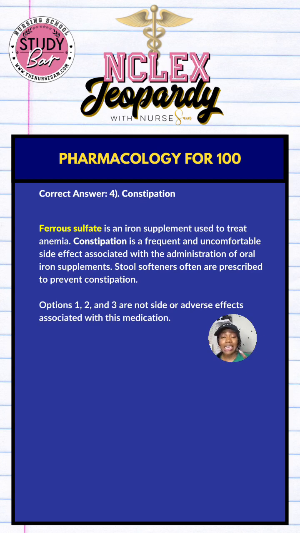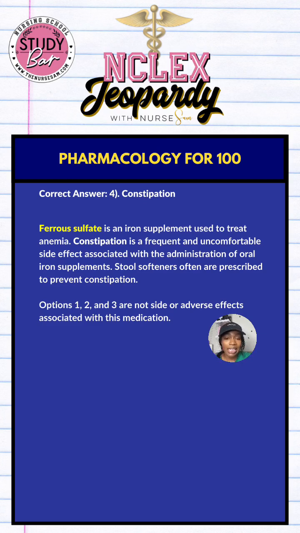Ferrous sulfate is an iron supplement used to treat anemia. Constipation is a frequent and uncomfortable side effect associated with the administration of oral iron supplements. Notice that it says it's a frequent and uncomfortable side effect. So constipation is an expected side effect, or an expected cue.